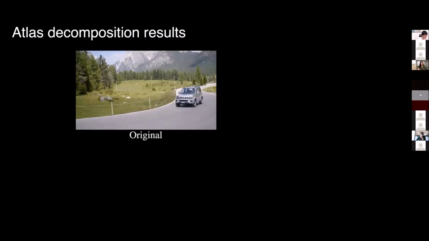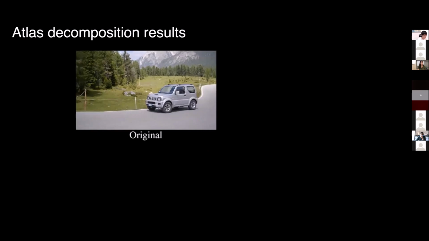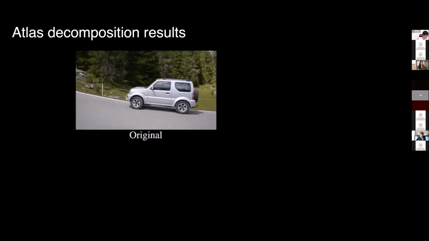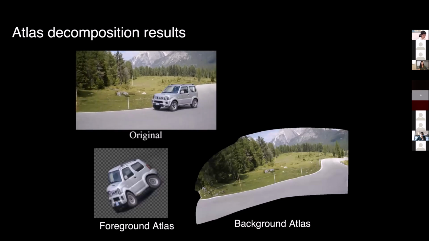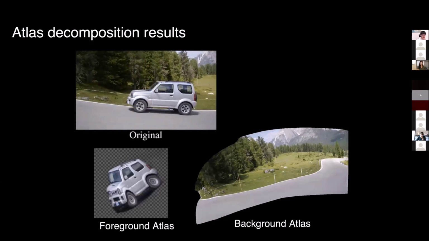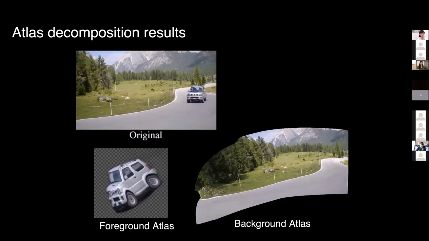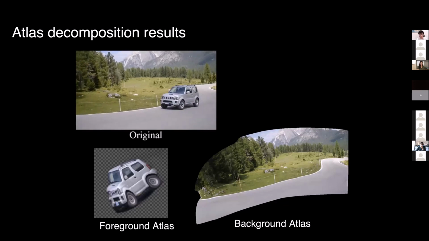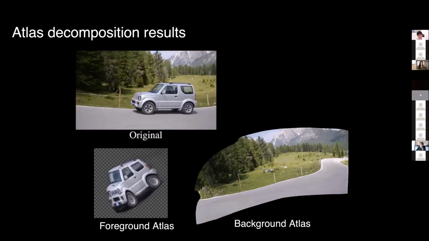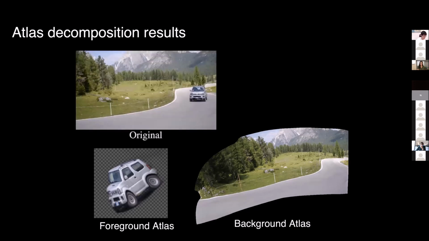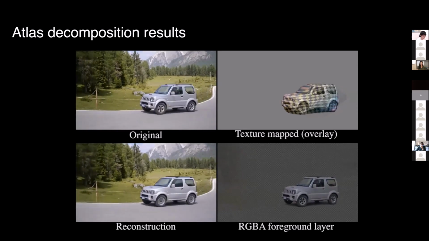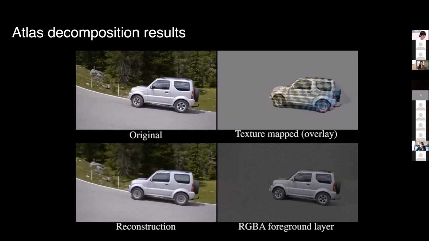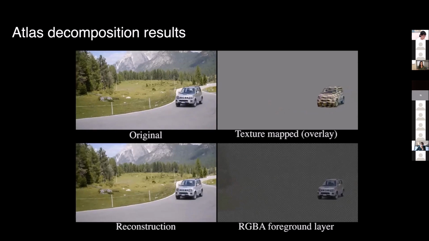So let's see some more results. Here is an input video. There is quite a bit of motion in the background here. And here you can see the foreground and background atlases that our model produces. You can see some distortion in the car, but locally everything remains rigid and allows us to apply all sorts of editing. Here you can see also the reconstructed video and the RGB foreground layer, which you can see captures also the shadow and reflections.